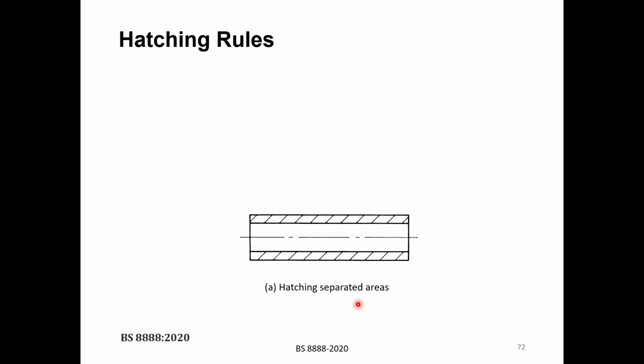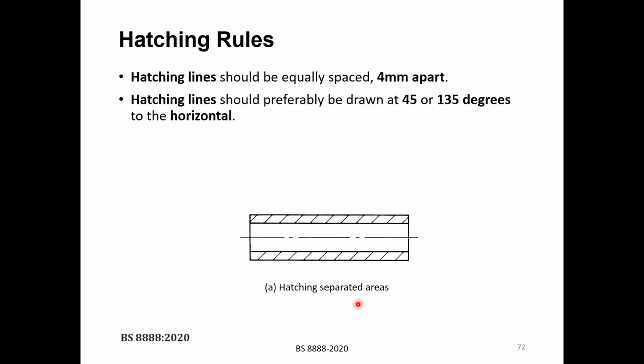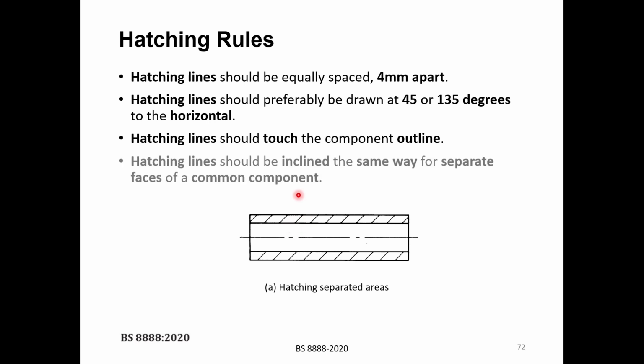We've seen this on the previous slide, but more details here. So hatching lines should be equally spaced. Normally you start with 4 millimeters apart. Hatching lines are preferably drawn at 45 degrees or 135 degrees to the horizontal. They normally touch the outline. See here, for example, this line, and then the hatching starts at one outline and ends at the other.